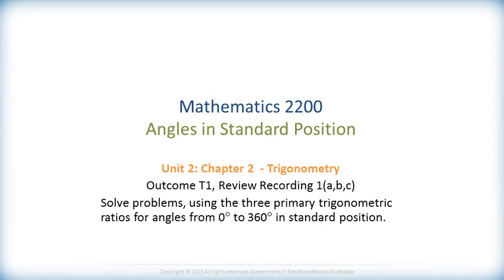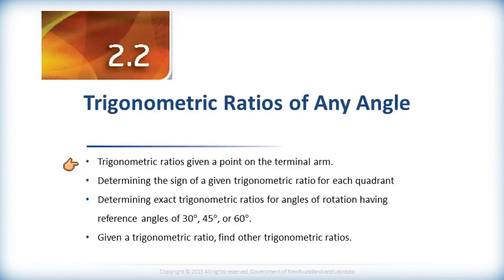Hi, this is review recording 1ABC, which accompanies the instructional recordings 1A, 1B, and 1C for Unit 2, Section 2.2 of Mathematics 2200. We'll work with trig ratios given a point on the terminal arm of an angle. We'll determine the sign using the CAST rule of a given trigonometric ratio for each quadrant. And we'll be working with trigonometric ratios for our special angles.